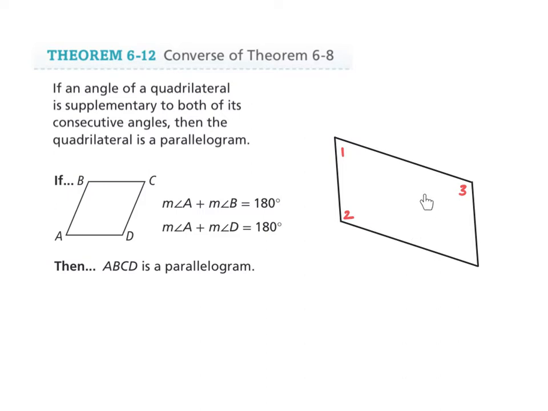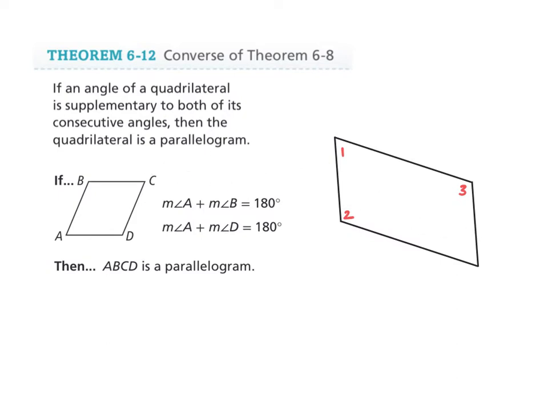Let's look over here at my other quadrilateral. I've numbered these angles instead of using the letters at the vertices. I've just numbered them 1, 2, and 3. If I know that angles 1 and 3 add up to 180, and I know angles 1 and 2 add up to 180, why does that make the opposite sides have to be parallel? Why does it make it fit the definition of a parallelogram?